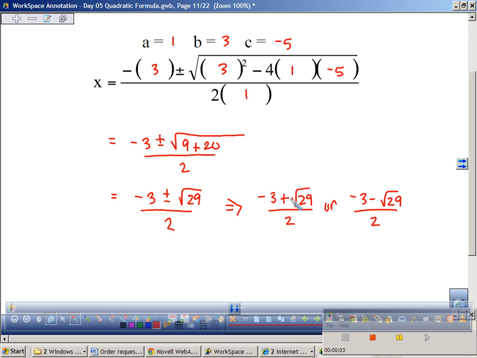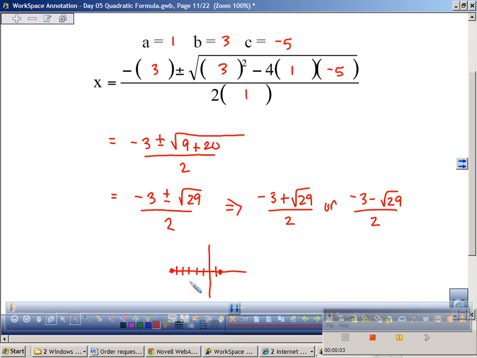And so when you put this into a calculator, you would actually find an amount, which I think is a little bit over 1, and the other root I think is a little bit more than -5.